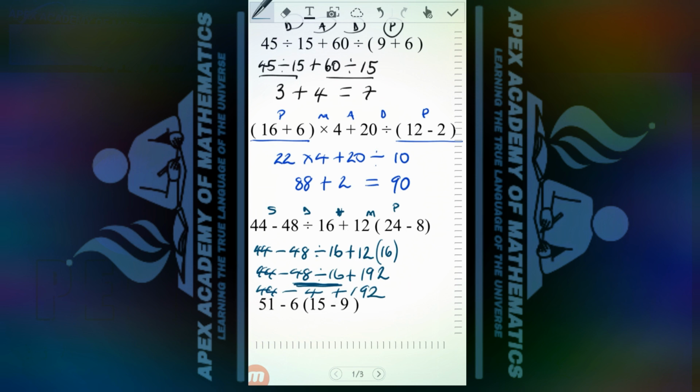All right, and the math should be quite simple from here. 44 minus 4, that's going to be equal to 40, and of course 40 plus 192, and that should give us a total of 232. All right, so that's a really nice problem there. Hopefully you are getting value so far from this lesson.